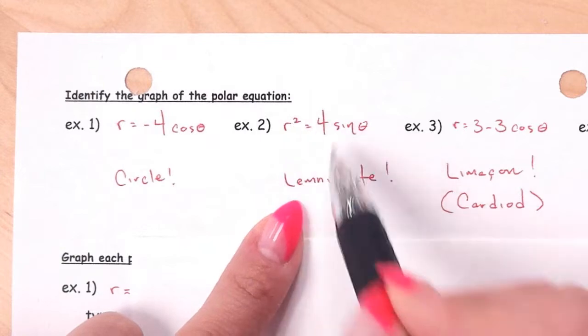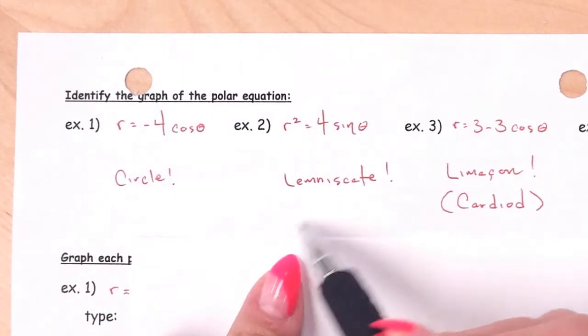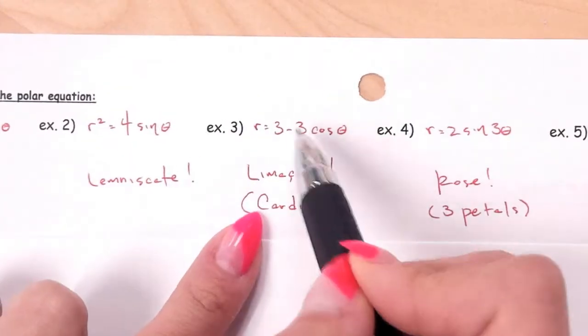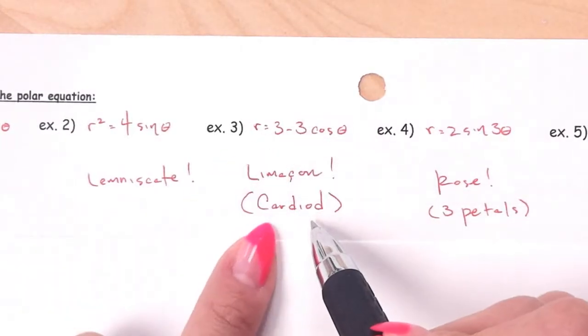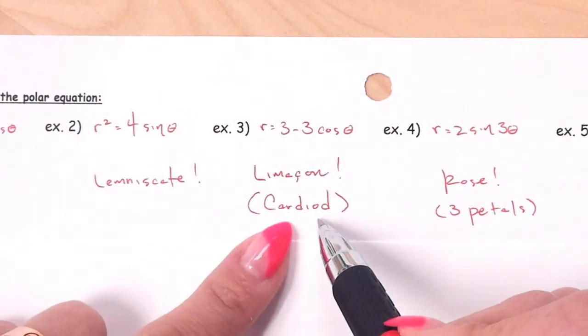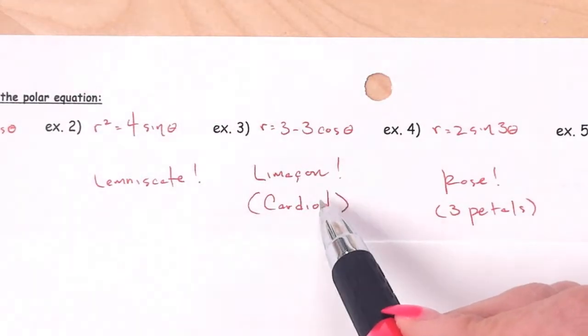This r squared is a lemniscate. This is going to be a 2-petal kind of thing and go diagonally this way. This one is a limacon. 3 minus 3, yeah, that's always going to be a limacon. A plus or a minus is going to be a limacon. This one specifically is a cardioid. So this is going to have that cute little heart shape, okay? And then it's going to have a point literally in the middle on the pole.